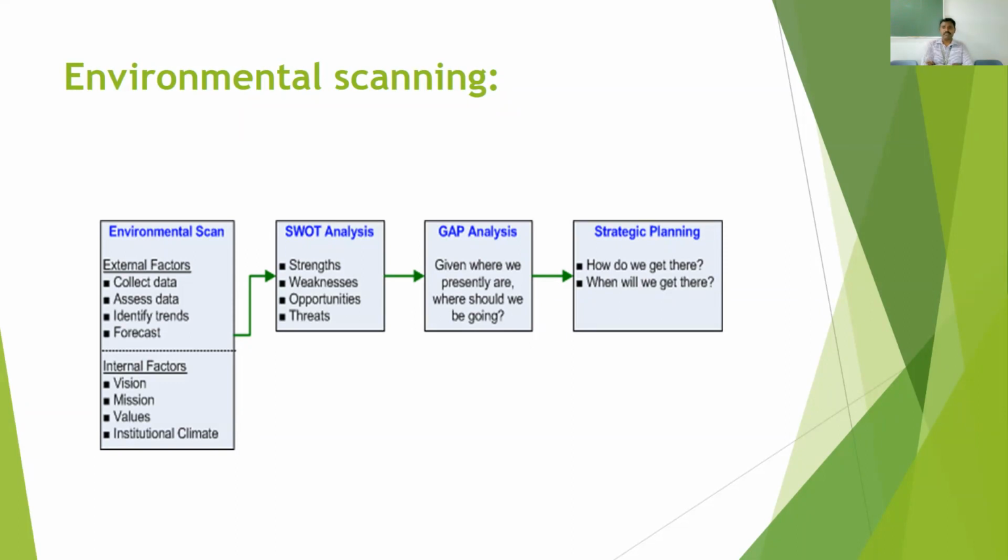Then strategic planning. That means a plan about how do we get there and when will we get there. If you want to go somewhere, that is your objective, and if you want to focus on that, how you are going to get things done and to what extent or at what time you will get there. That is called how do we get there and when will we get there. That is called strategic planning. So here you have to plan properly in order to achieve that particular objective, and how you are going to achieve it and when you are going to achieve it. That is very important.